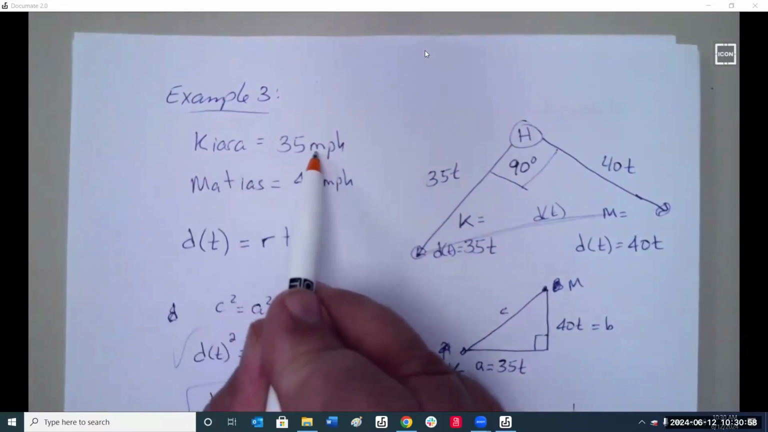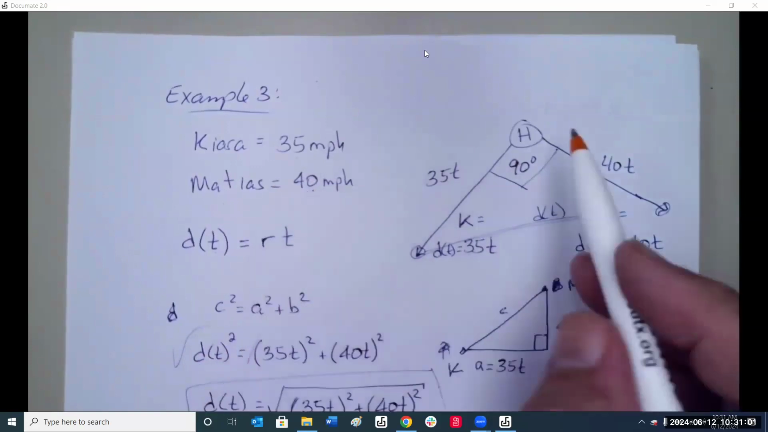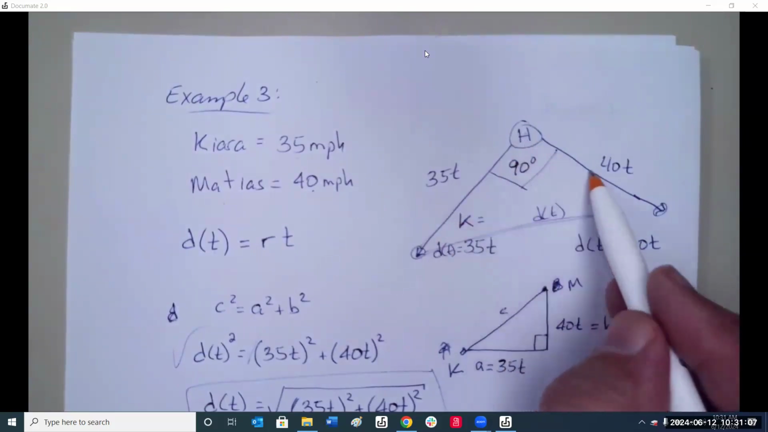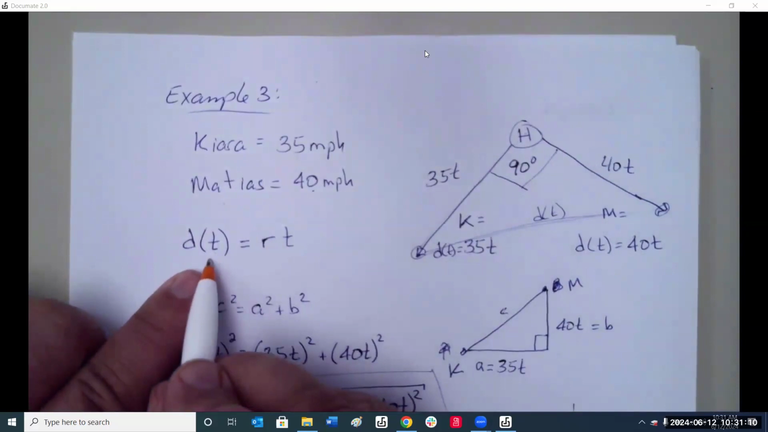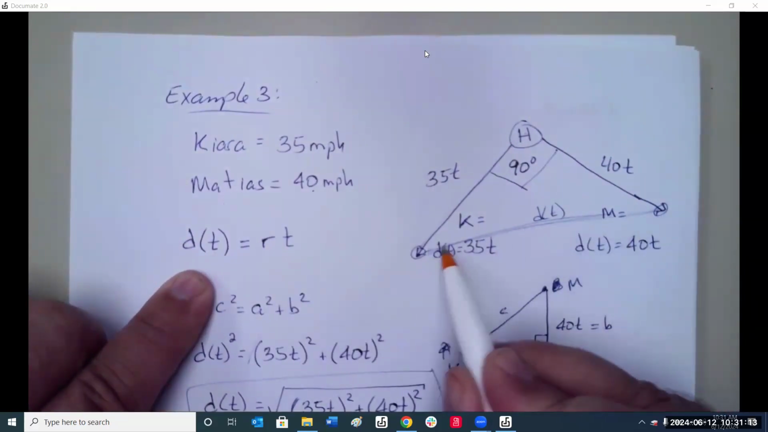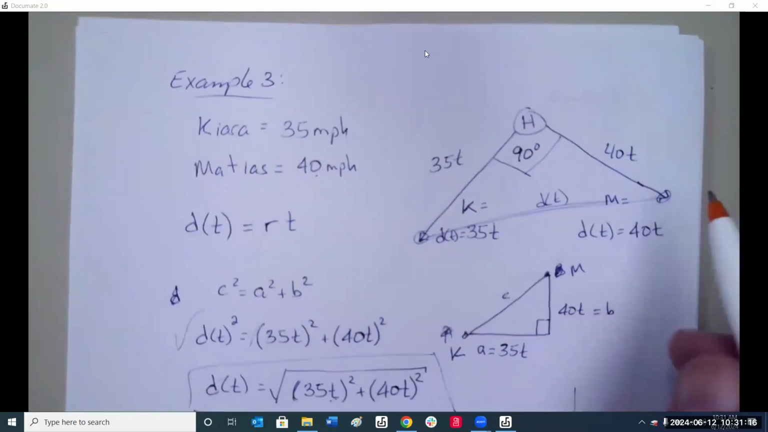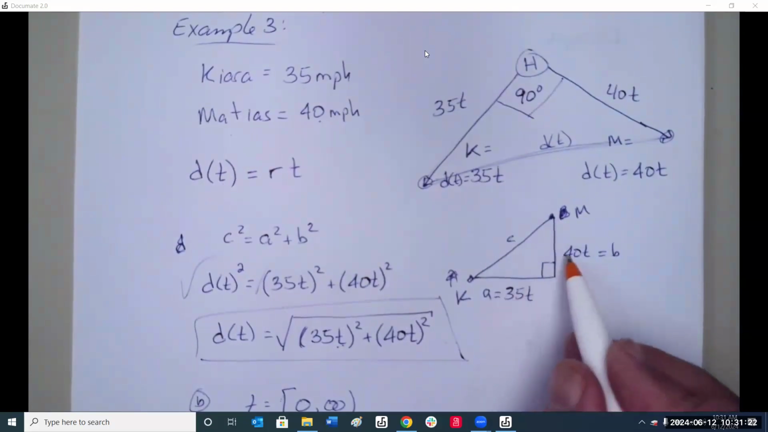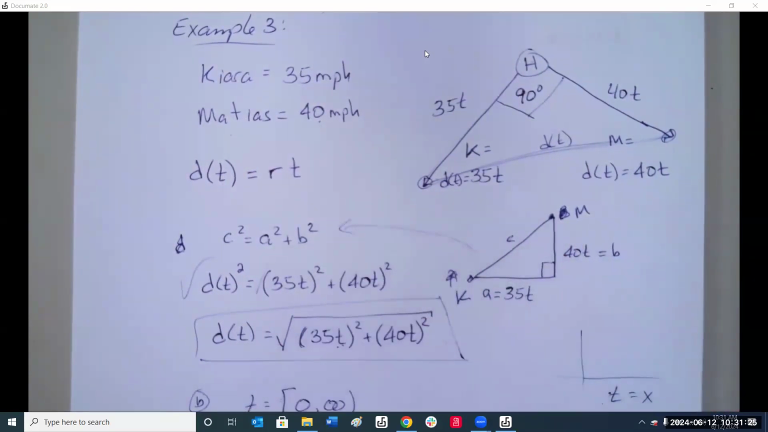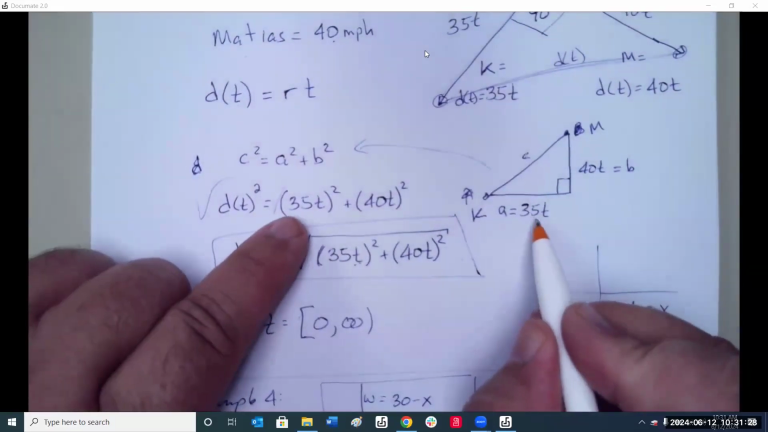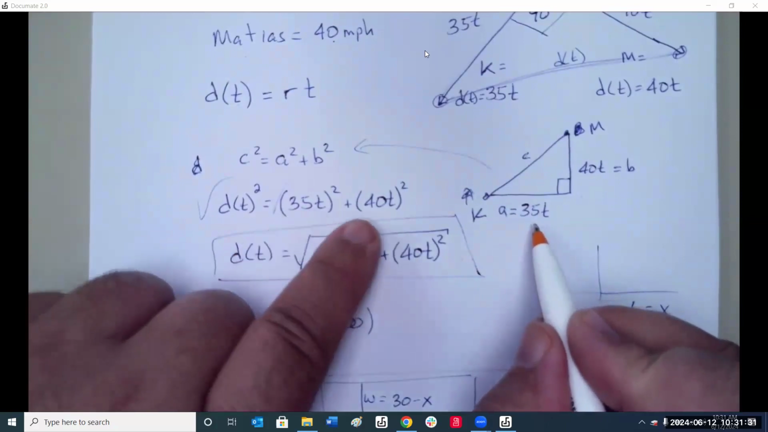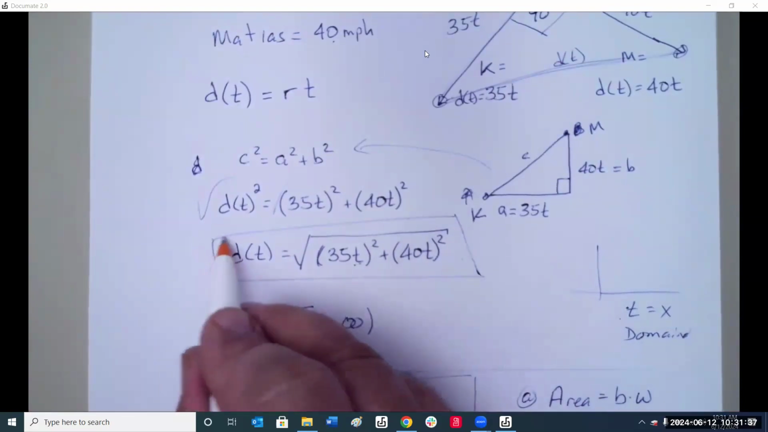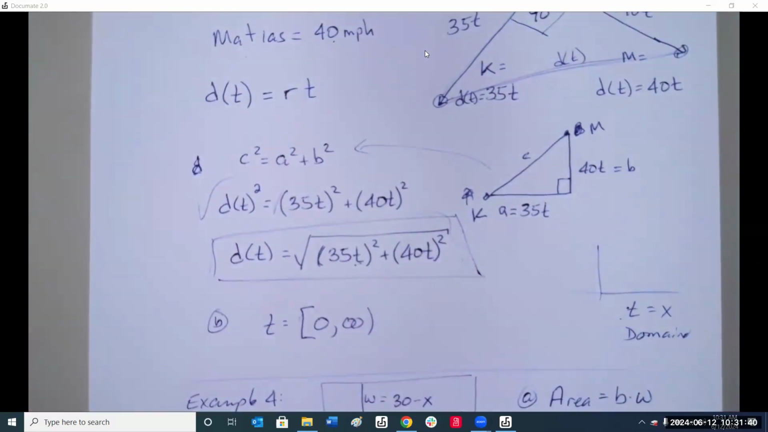Since Kiara traveled at 35 miles an hour and Matthias at 40 miles an hour, and they start off at a right angle from the same hospital, that's Kiara's distance and that's Matthias's distance. The distance we're looking for is the length between the two cars. If we look at this graph, turn it sideways, what we have here is a right triangle. A squared plus B squared equals C squared. So we square Kiara's distance and add Matthias's distance squared, square root both sides, and this is the distance between the two cars.